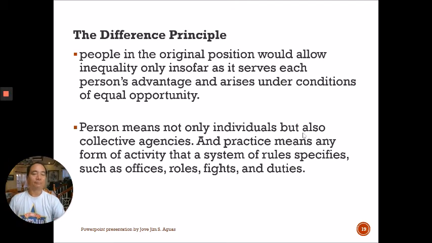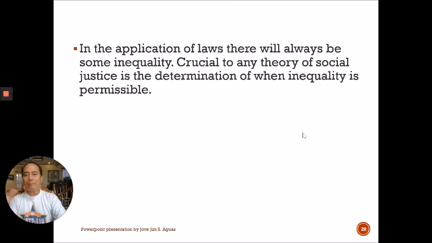Meaning, okay, in the application of laws, there will always be some inequality, right? Like, for example, you say, well, okay, social distancing, no public transport. But there will always be some inequality here because if there's no public transport, then people with private cars can go out. The poor, because they don't have private cars, they cannot go out because there's no public transport. You can see this in what is happening in our society right at this very moment.